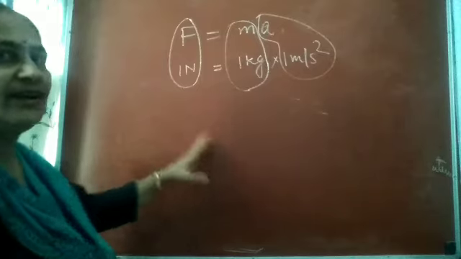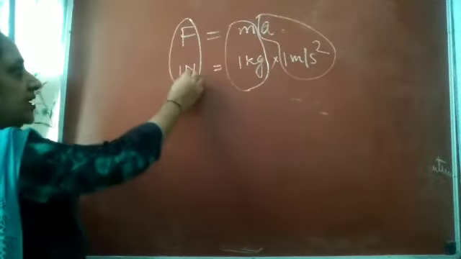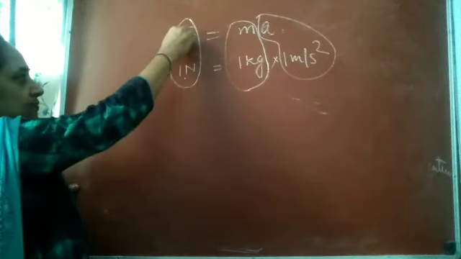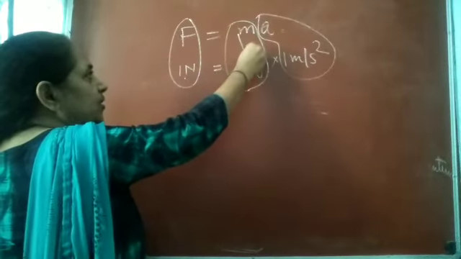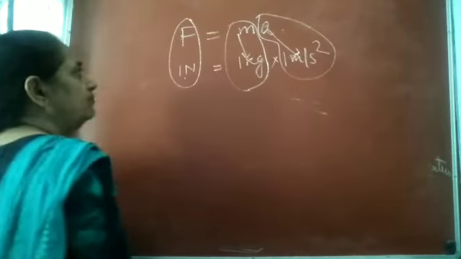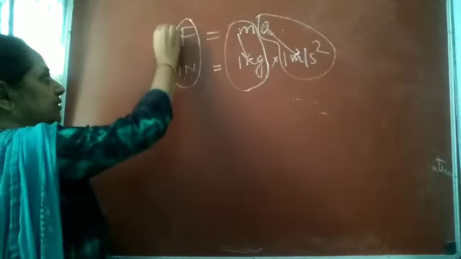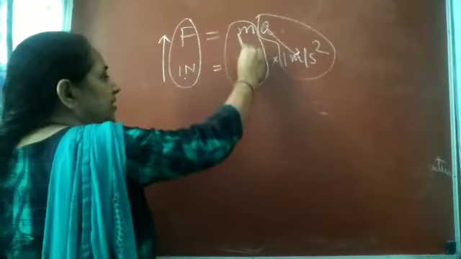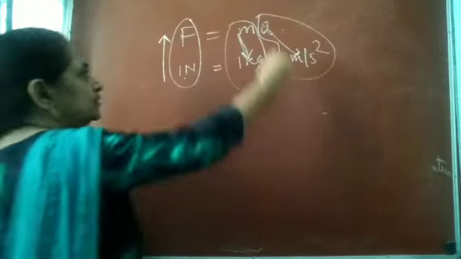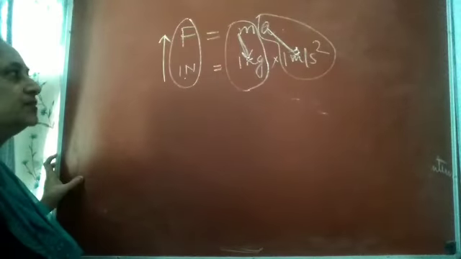So from here we can define the unit of force, that is Newton. 1 Newton is that amount of force which when it acts on a body of mass 1 kg produces an acceleration of 1 meter per second square. I repeat, 1 Newton is that amount of force which when it acts on a body of mass 1 kg produces an acceleration of 1 meter per second square.